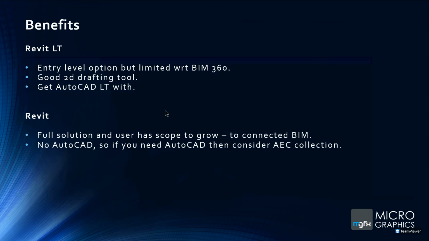and then you can go over to the full version, perhaps purchase additional BIM 360 tools to open a different market. Obviously, then Revit is the full solution. You've got all the functionality in all the industries, and you obviously have scope to grow within the sharing of information to connected BIM, that sort of thing. However, you don't have any AutoCAD, because it can be purchased as a single product, or if you need AutoCAD, then you need to consider the AEC collection that includes a lot of the other software as well.